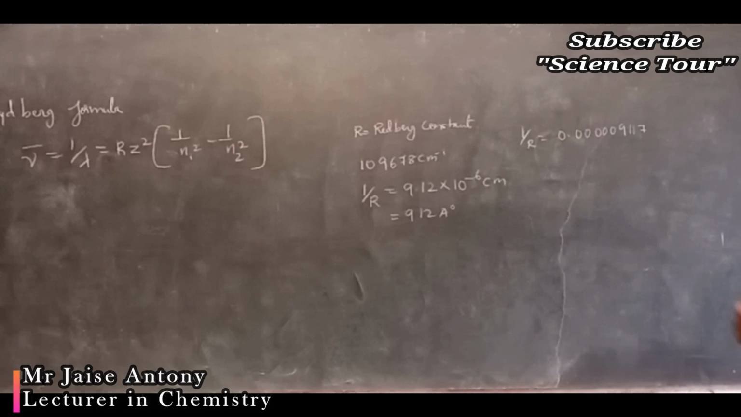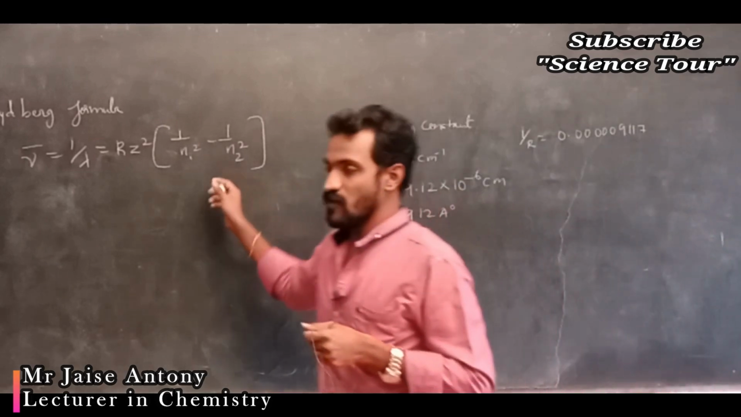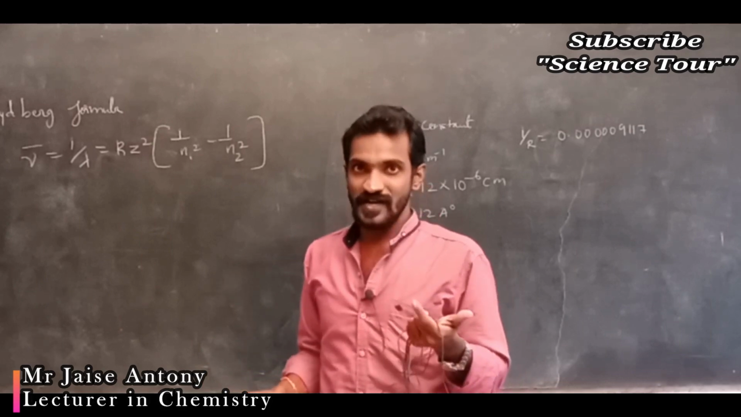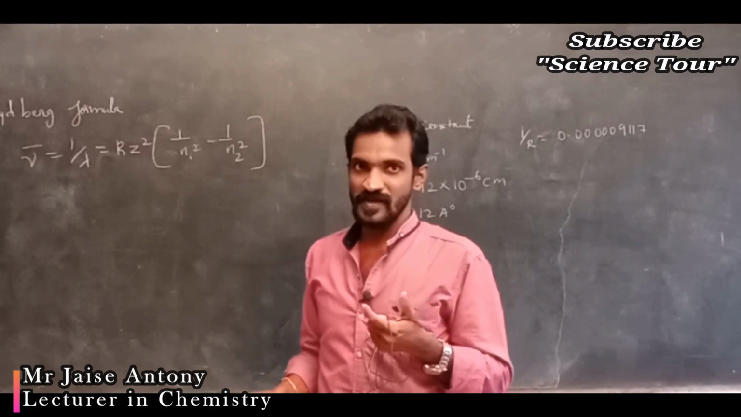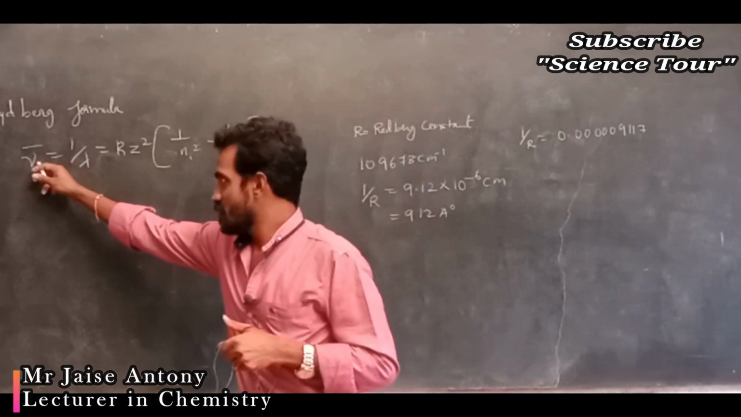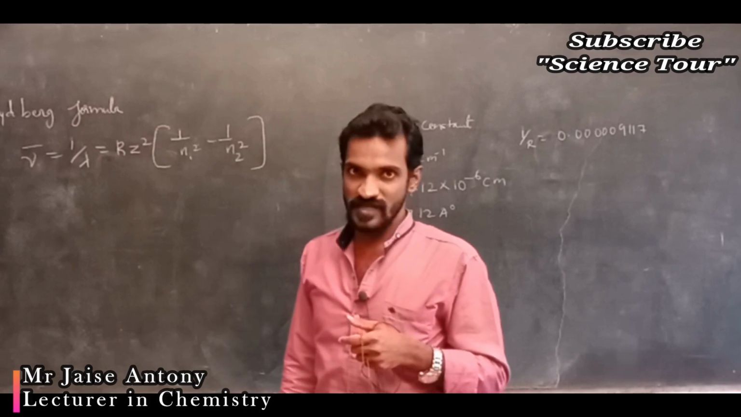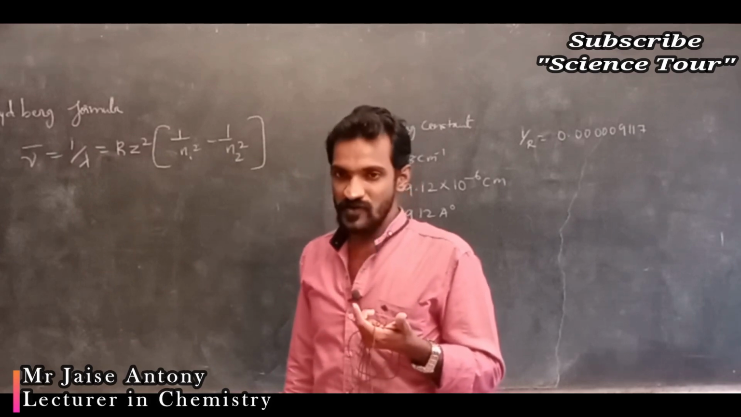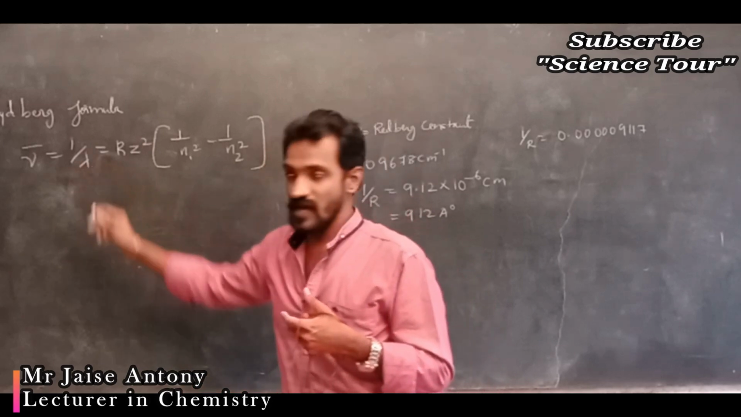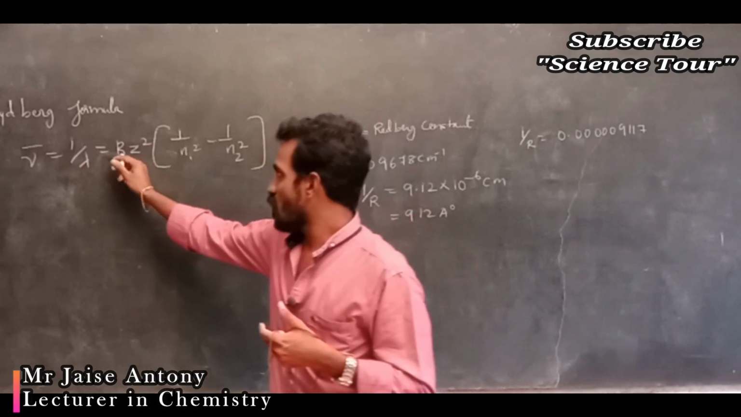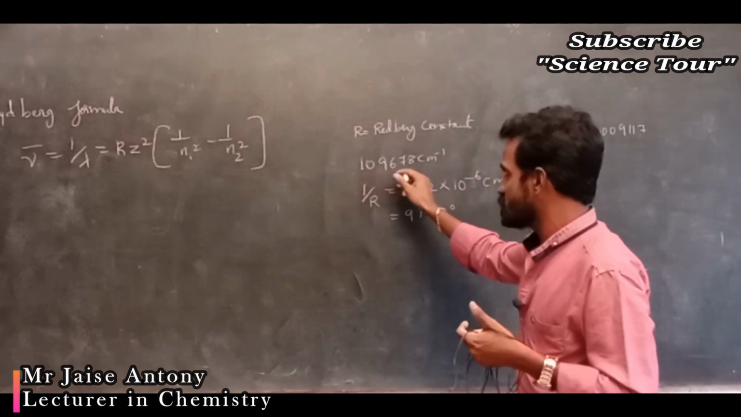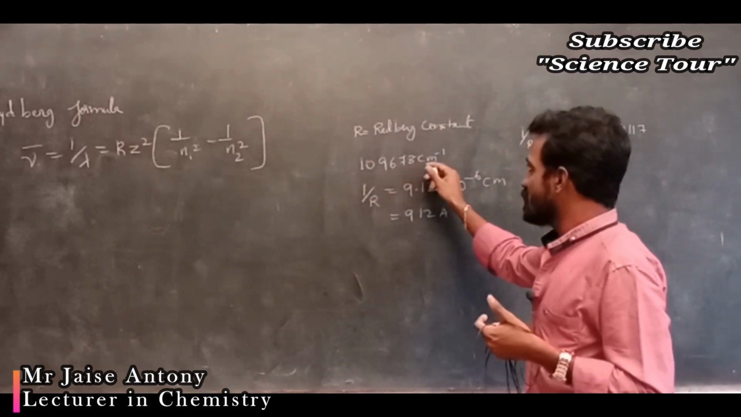My dear students, we already studied this formula, the Rydberg formula. It is there in your hydrogen spectrum. In the line spectrum, wave number is equal to the inverse of wavelength. If you want to find the wave number or inverse of wavelength, we mainly use this formula: equal to R, where R is the Rydberg constant, whose value is 109678 centimeter inverse.